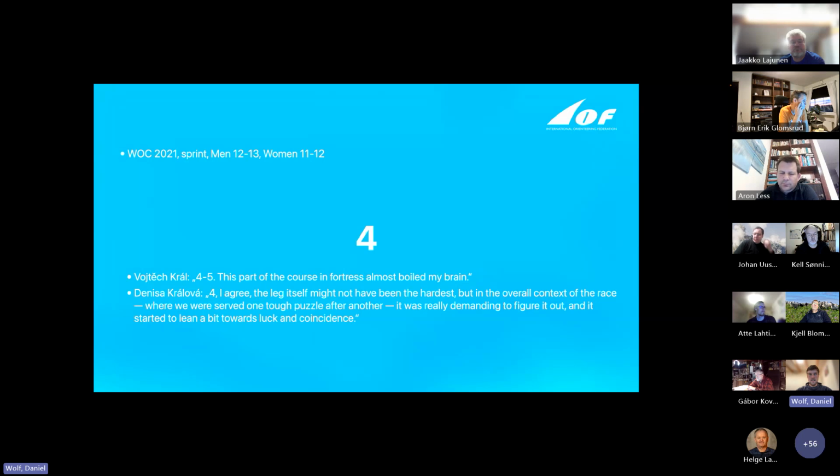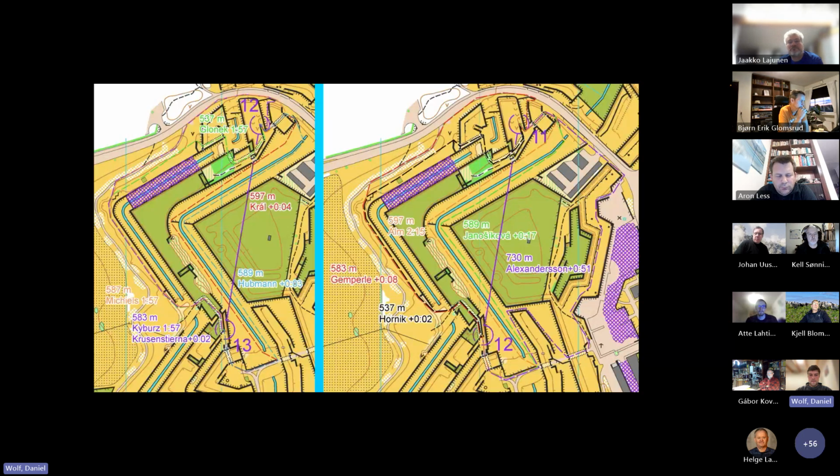And Denisa said that she agrees the leg itself might not have been the hardest, but in the overall context of the race, where we were served a tough puzzle one after another, it was really demanding to figure it out, and it started to lean a bit towards luck and coincidence. But as you can see on the left picture in the men's class, the leg itself, I believe, worked really well because the differences are within 4 seconds on all variants. So I think it was well balanced.